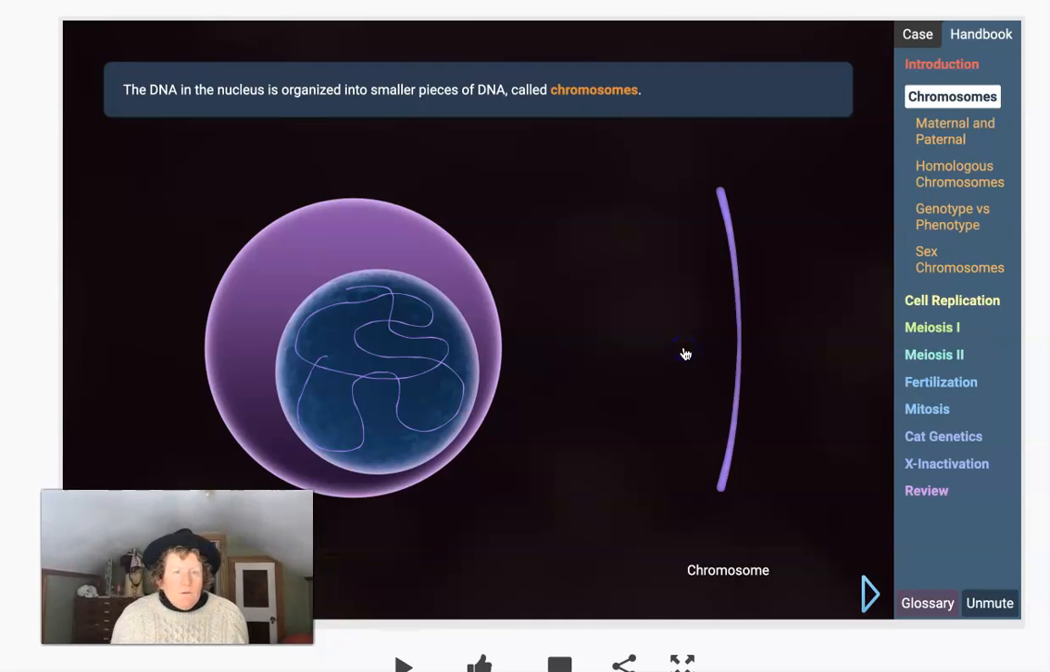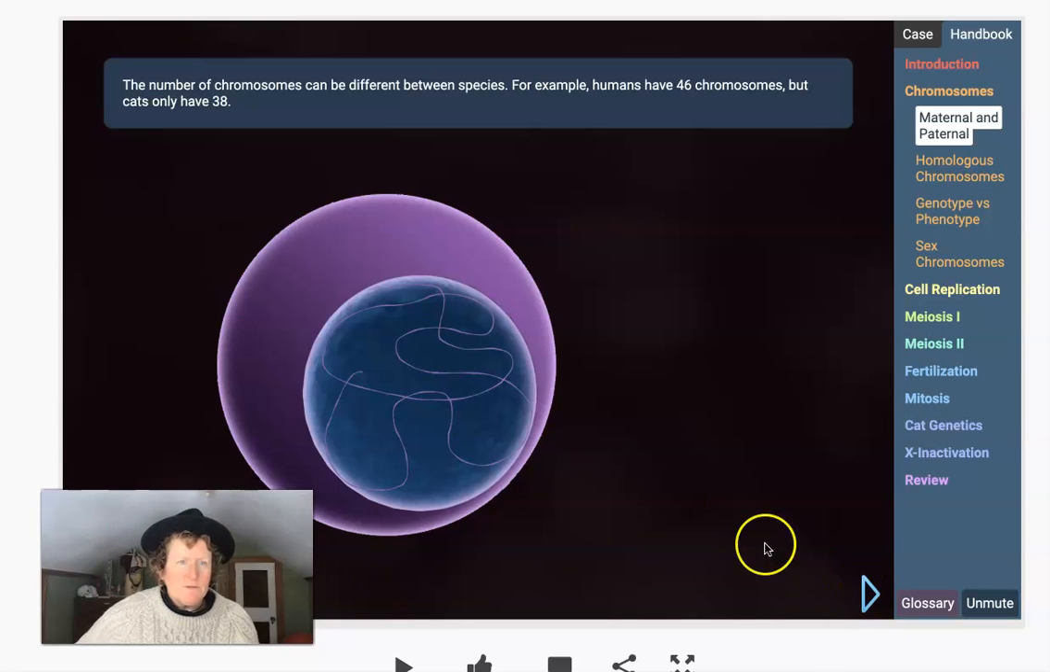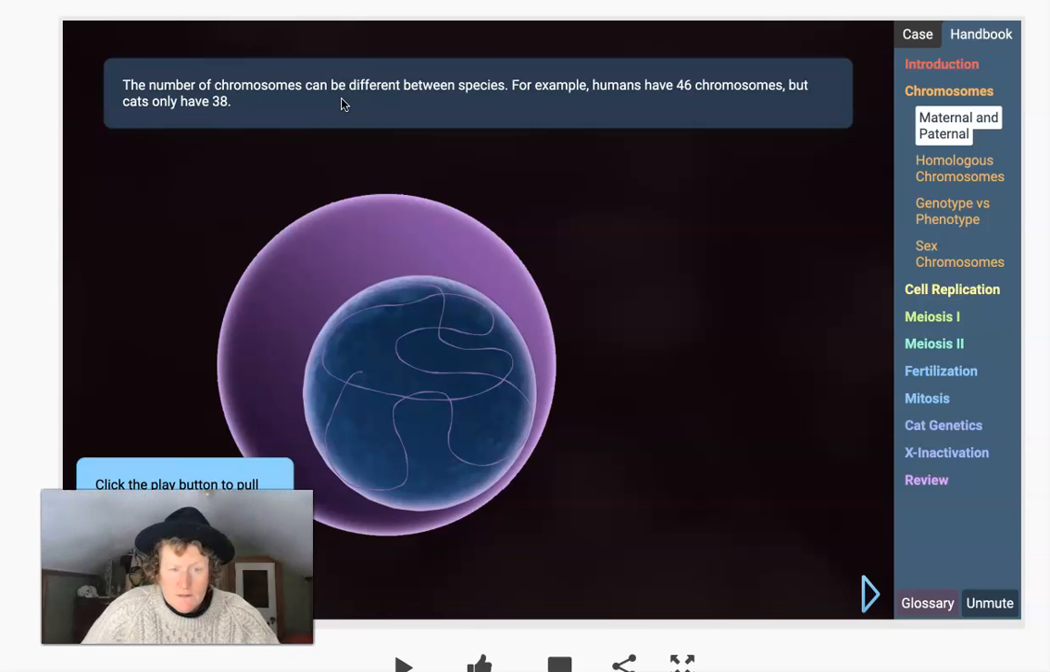DNA in the nucleus is organized into smaller pieces of DNA called chromosomes. We have 23 different pieces of DNA called chromosomes as humans. Cats have a few less. The number of chromosomes can be different between species. For example, humans have 46 chromosomes. That's 2 times 23, but cats only have 38.